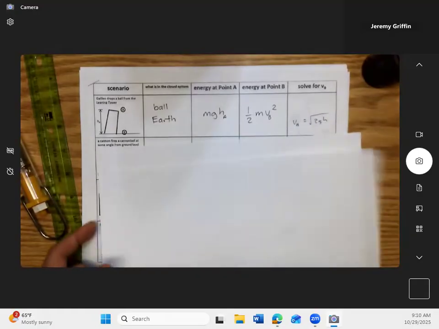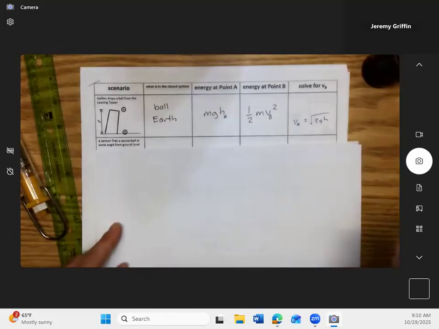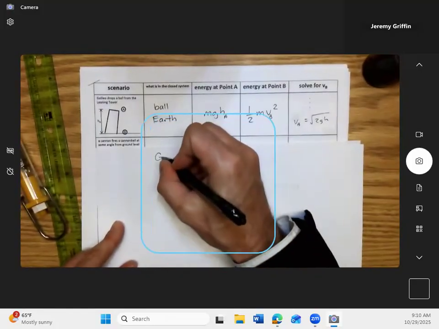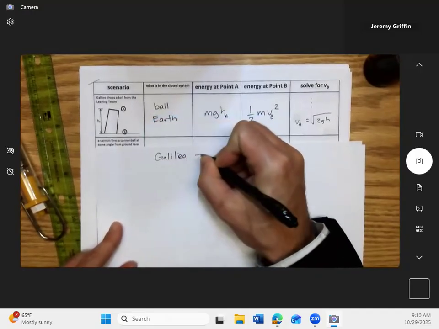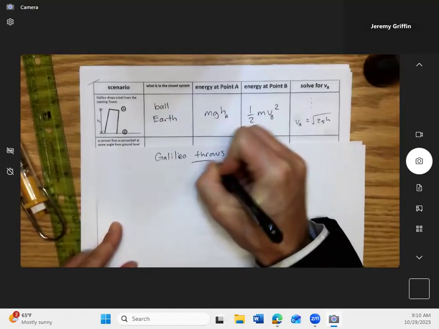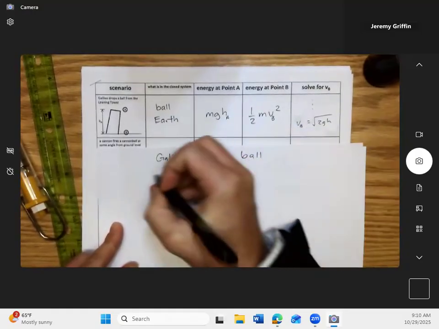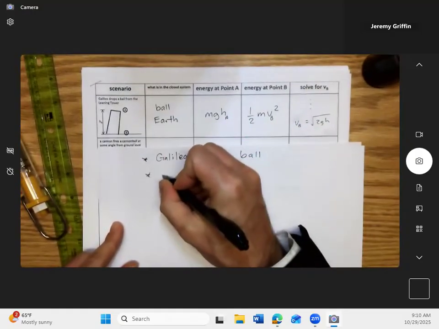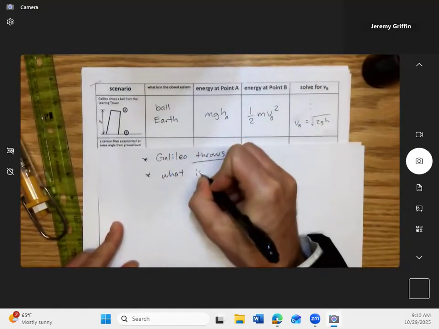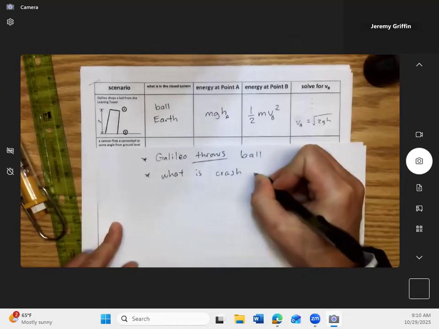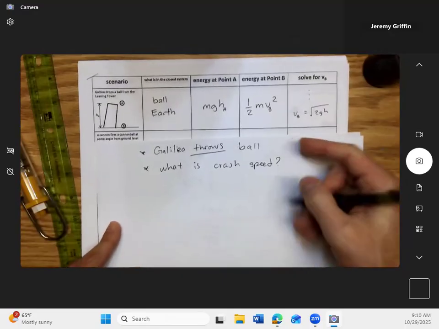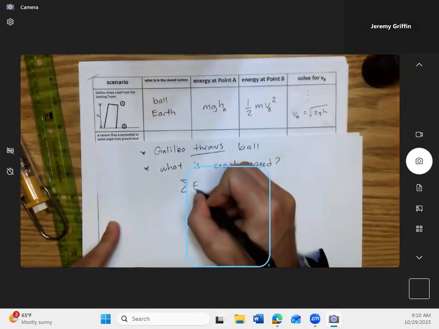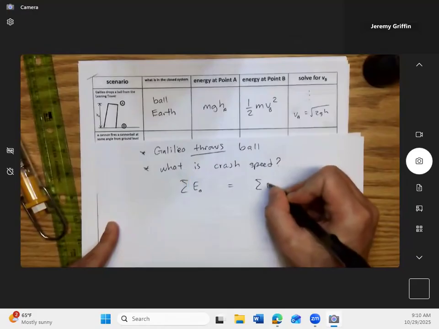Okay. Here, let's do a bonus question on Galileo. What if he throws the ball? Galileo throws the ball. But same question. What is the crash speed? Okay, so same question, but a little bit different scenario. Let's do sum of energy initial equals sum of energy final.